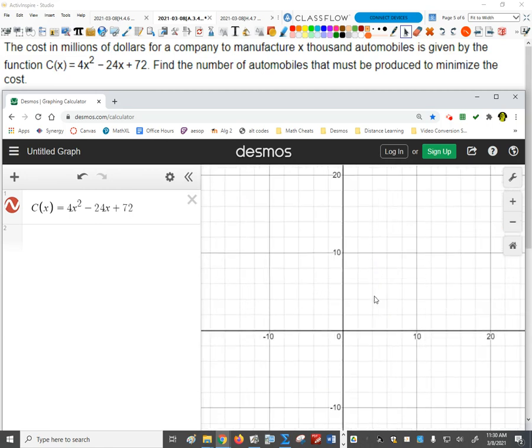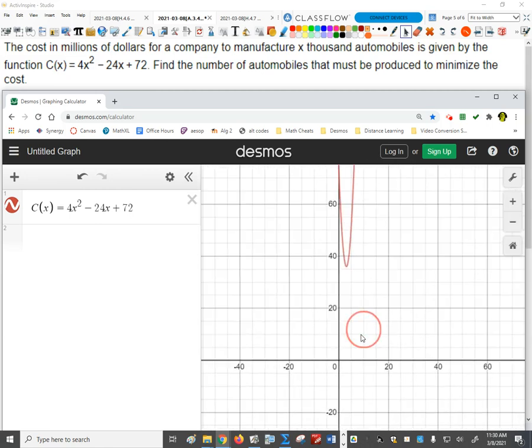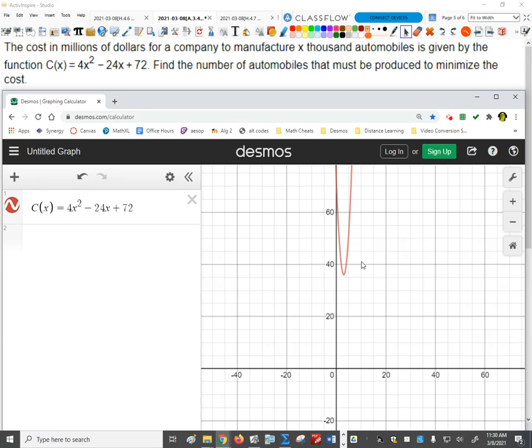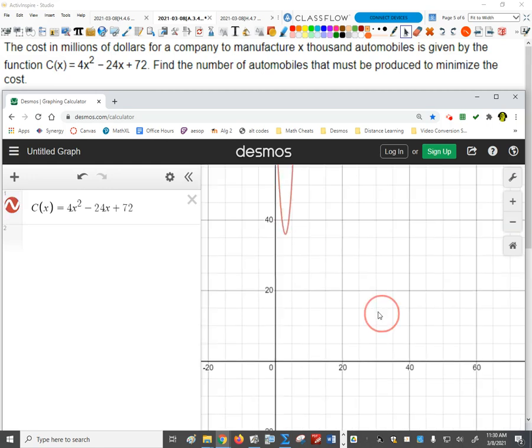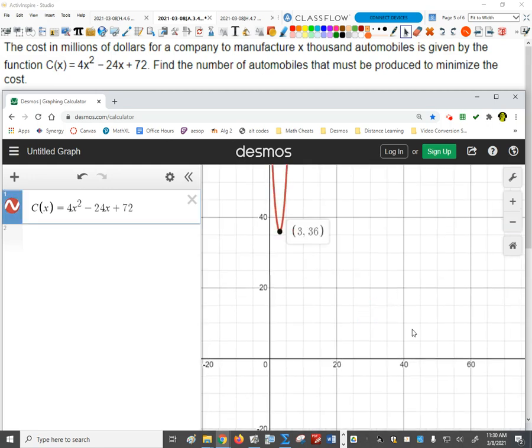Okay, and if I just zoom out a little bit from my home screen, I'm not going to make this parabola look really good here. I can see that it is a parabola that opens up, and I can see the coordinates of the vertex are 3, 36, right? That tells me everything I need to know, doesn't it?